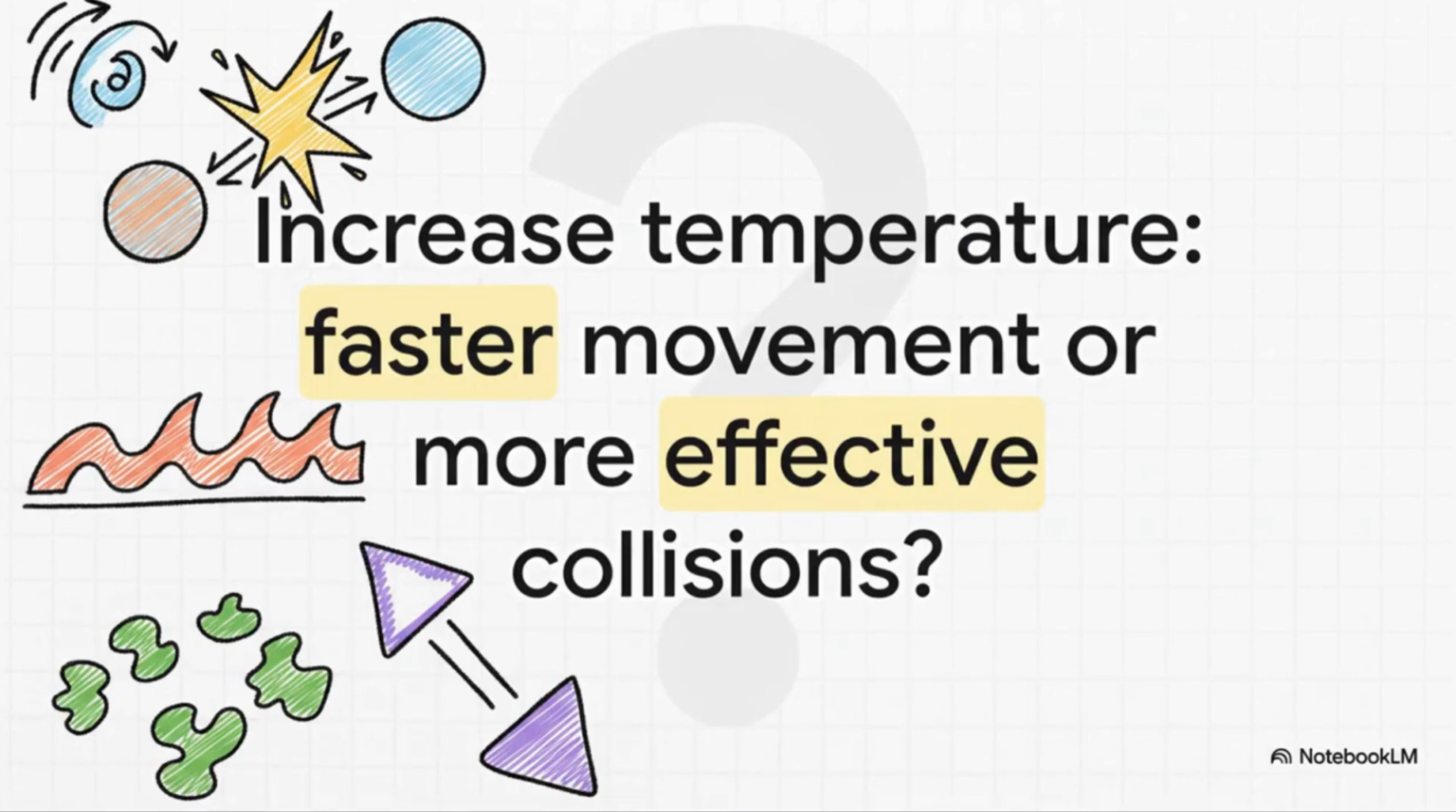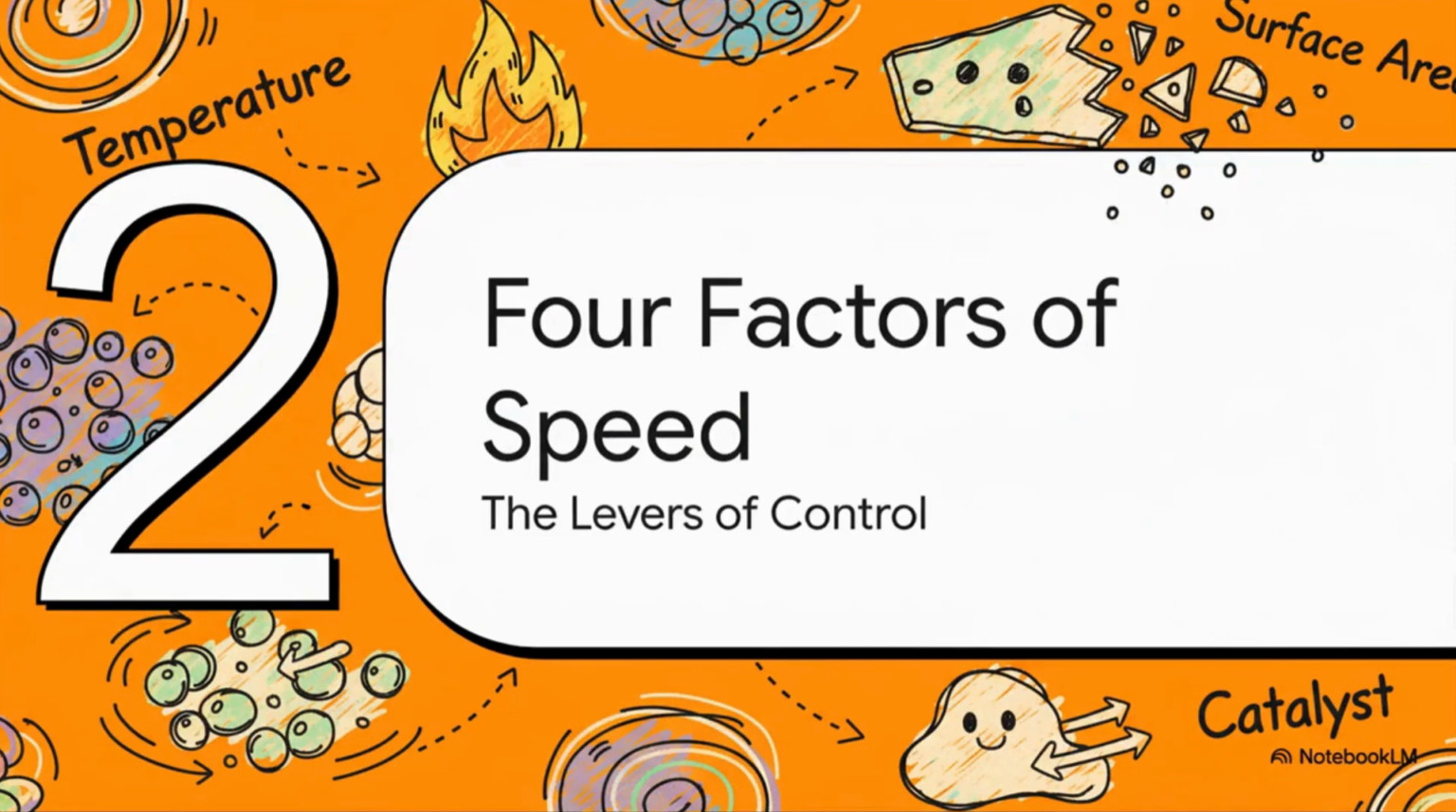This brings up a really interesting question. We all kind of know intuitively that heating things up makes reactions go faster, right? But is that just because the particles are whizzing around and bumping into each other more often? Or is there something else going on that makes those collisions more effective? Let's find out. And that leads us perfectly into the four main factors, the four big levers, really, that we can pull to control the speed of a reaction and make it do what we want.